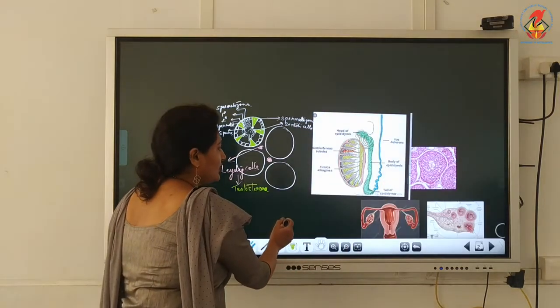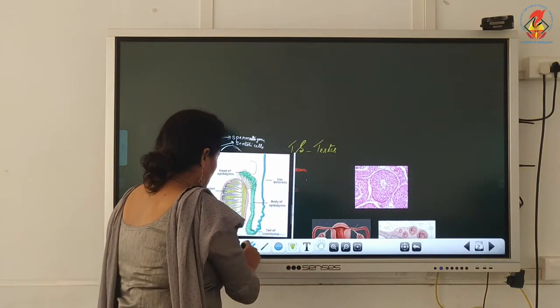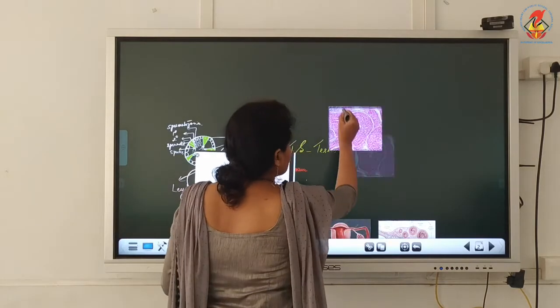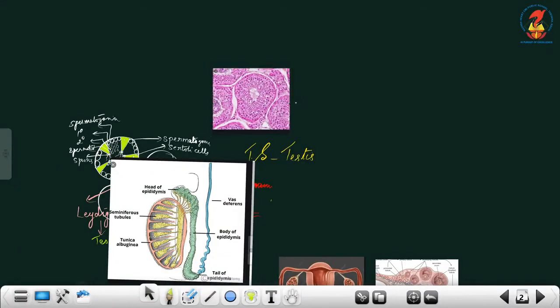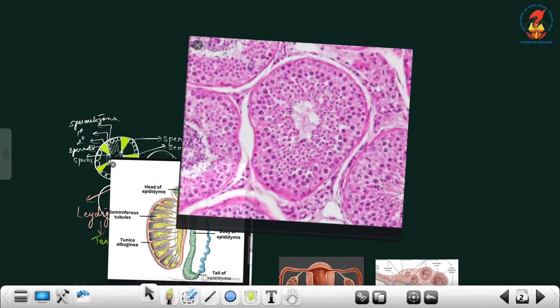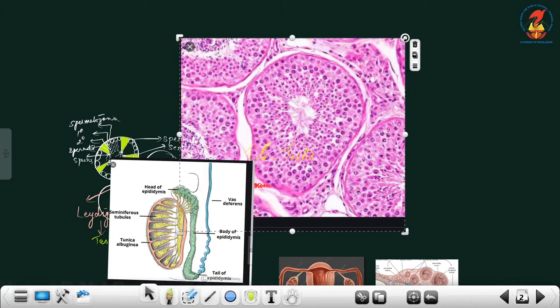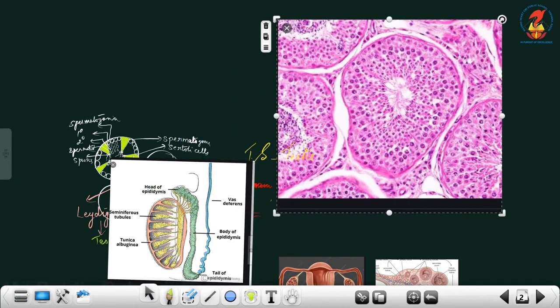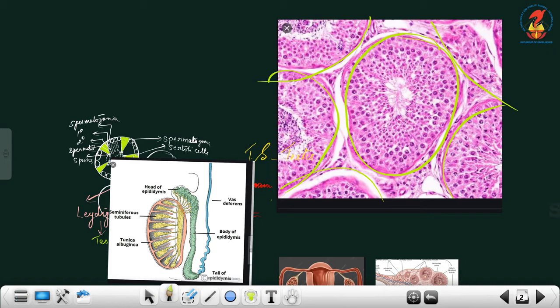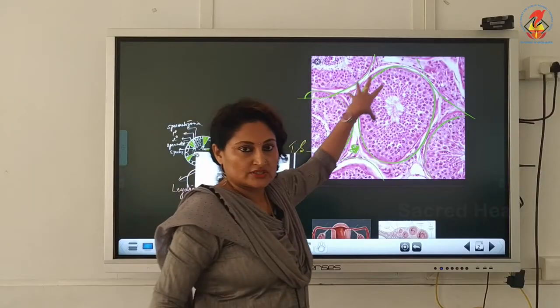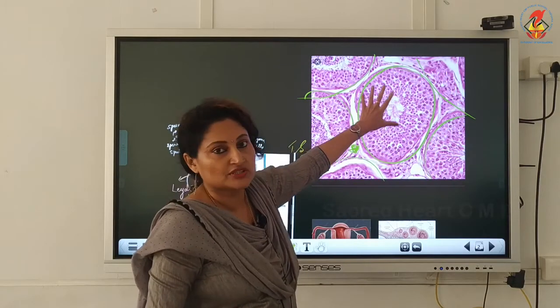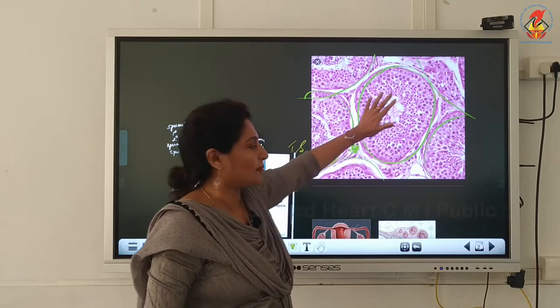Now moving on. Now before that, through the slide under the microscope, this is how you are going to see a cross section of the testis. So this is indicating the seminiferous tubules. Like you see a number of seminiferous tubules with interstitial space, and here in this space there are the Leydig cells, and we know what is inside the seminiferous tubules. So this is what we are going to see under the light microscope.